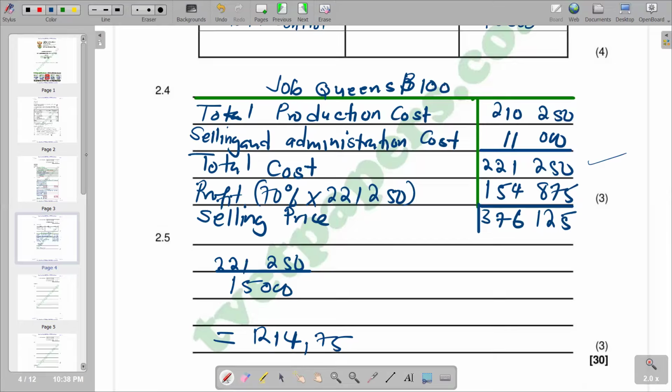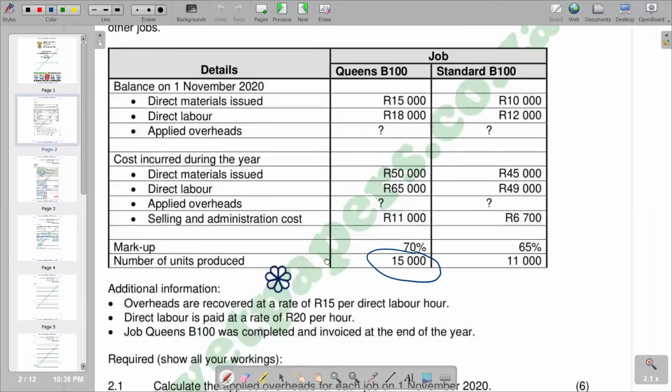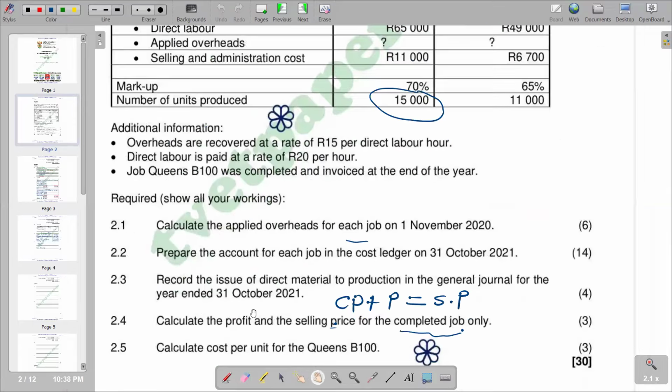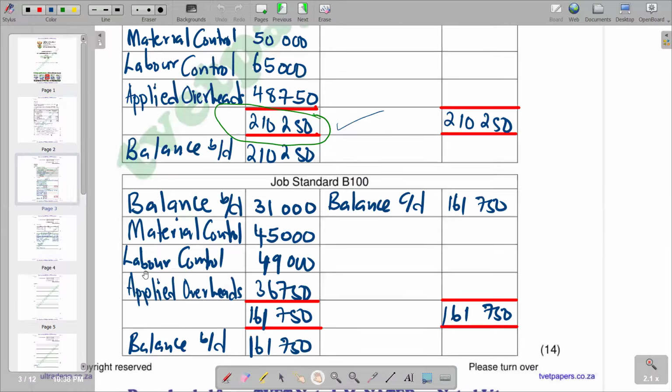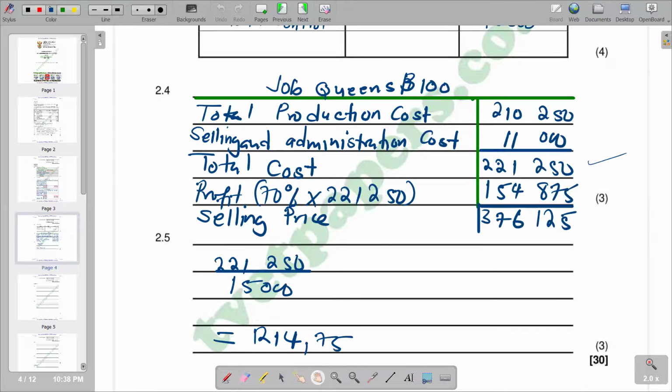Remember, our question is asking us the cost per unit. So obviously, here we are going to say your answer is going to be per unit. So this becomes the last question that we have according to our question 2 of the question paper of November 2024.